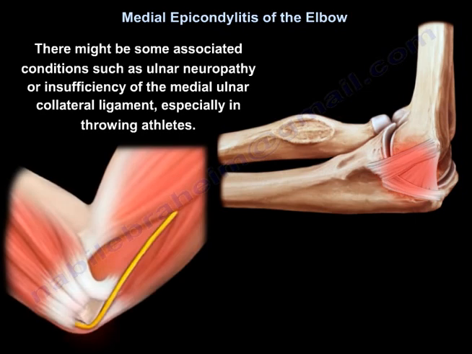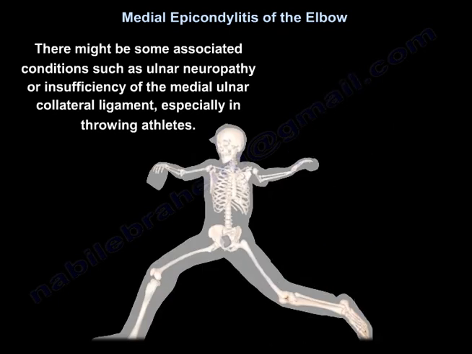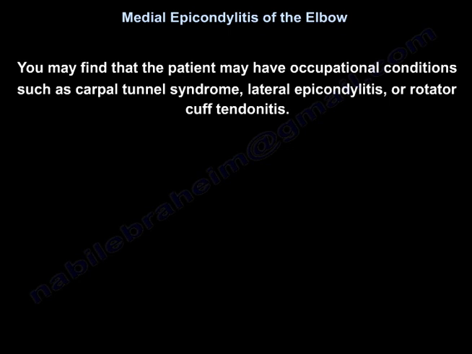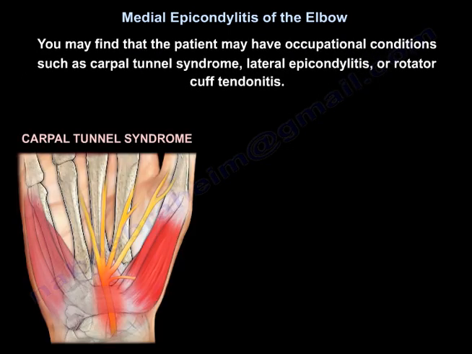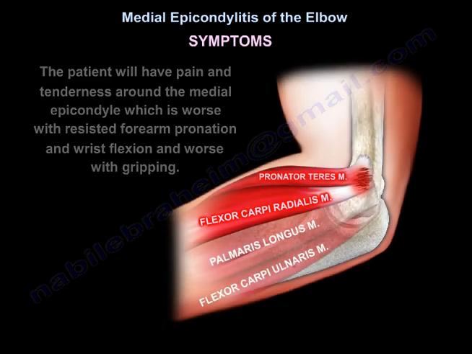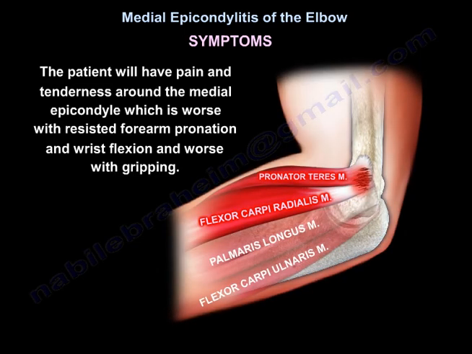There might be some associated conditions such as ulnar neuropathy or insufficiency of the ulnar collateral ligament, especially in throwing athletes. You may find the patient may have occupational conditions such as carpal tunnel syndrome, lateral epicondylitis, or rotator cuff tendinitis. Symptoms: patient will have pain and tenderness around the medial epicondyle, which is worse with resisted forearm pronation and wrist flexion, and worse with gripping.